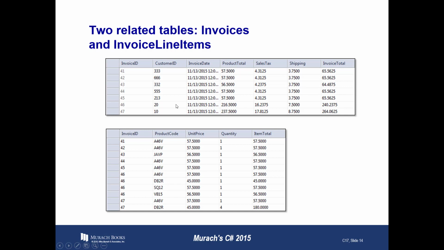So that's this table. Then down here, we've got the particulars for each invoice. So invoice 41 had this product code at this unit price and a quantity of 1. You'll notice that the only one in here that's a little bit different is the last one, because it has a quantity of 4. Now, this item total, that is this times this.